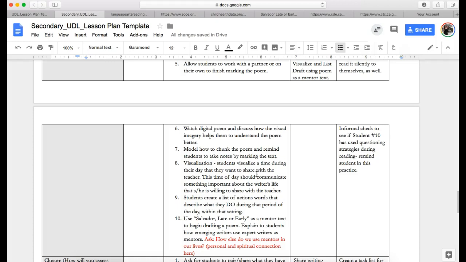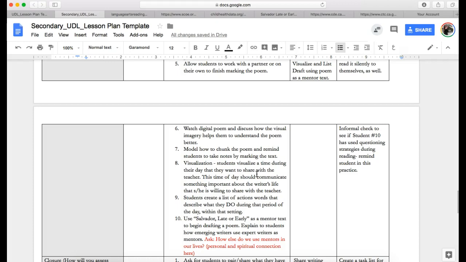They're going to visualize a time during their day that they want to share with their teacher. So that time of day could be before school, during school, at recess, at lunch, after school, or in the evening. And that time of day should communicate something important to the writer's life that they're willing to share with the teacher and with each other, because they will be engaging in writer's workshops. So they're going to have to be comfortable sharing this particular part of their life with other people. You'll ask the students to create a list of action words that describe what they do during that particular period of the day within that setting.